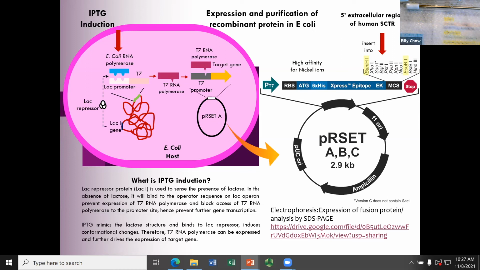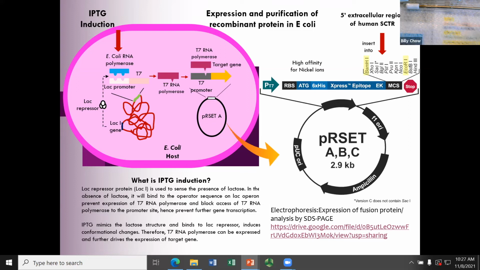But we want to introduce an inducible system. So we don't want the protein to be expressed all the time. We want the protein to be expressed only if we want the protein to be expressed. Okay, so when the bacteria is growing in the culture, in the beginning, we do not want the protein to be expressed. These proteins being expressed early, they'll be degraded.